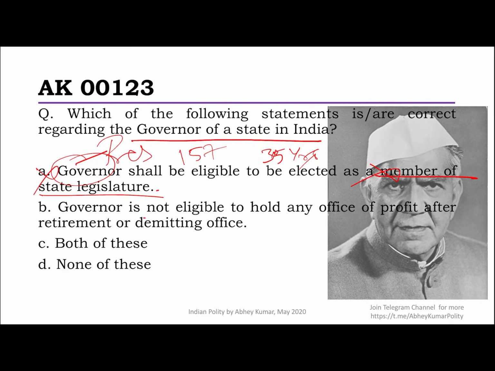Then it says Governor is not eligible to hold any office of profit after retirement or demitting office. There is no such condition in the Constitution. So this is also actually wrong. And if you apply a little logic, there is no real necessity to make a provision like this, that they shall not hold any office of profit post-retirement. Governor is not an entity independent of the government, or even one who is to impose some kind of a check and balance on the government. So this kind of provision is not required.